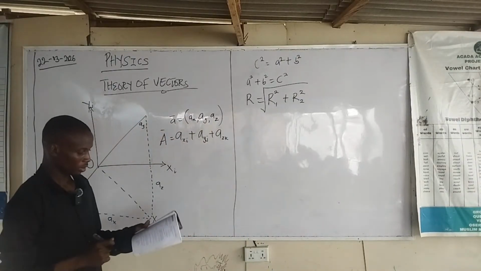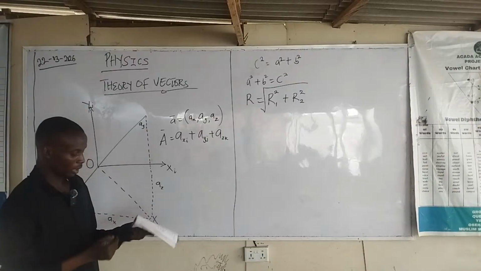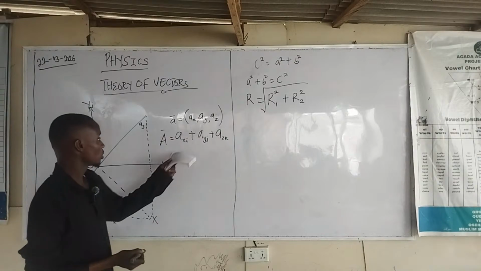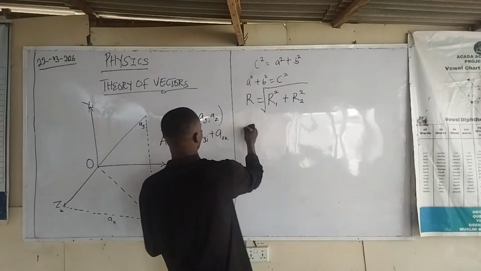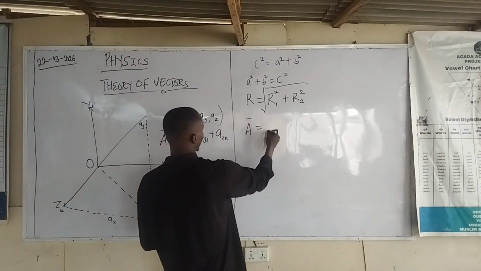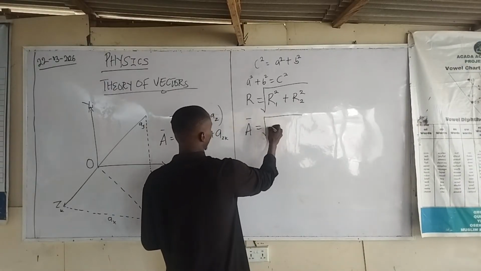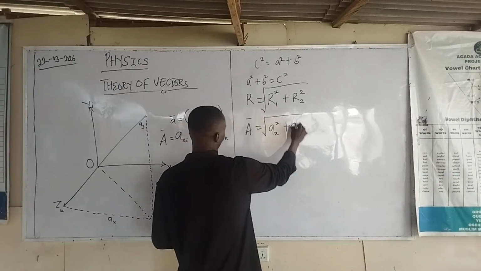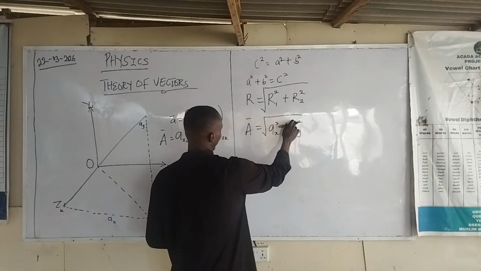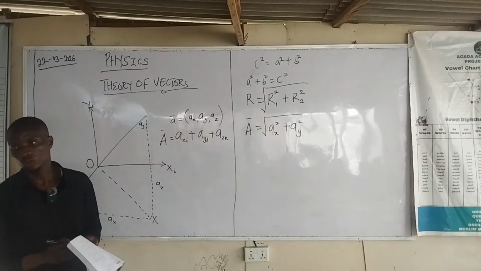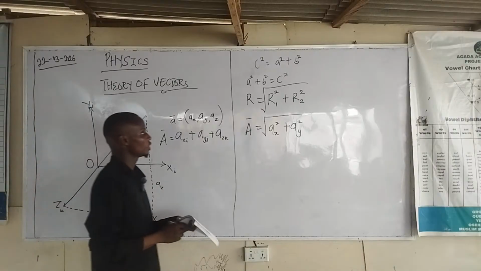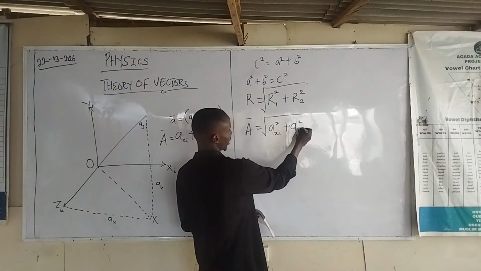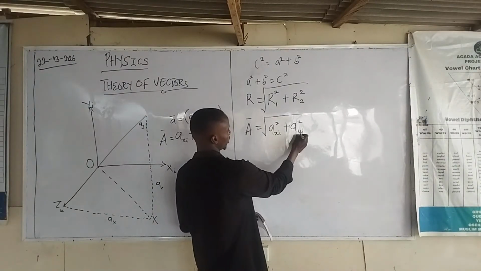Is there any question? It's just the application of Pythagoras theorem. And when it comes to this, vector A will be equal to the square root of Ax square plus Ay square. That's in 2 dimensions, and the first 2 dimensions, which are x and y, are replaced by i and j.